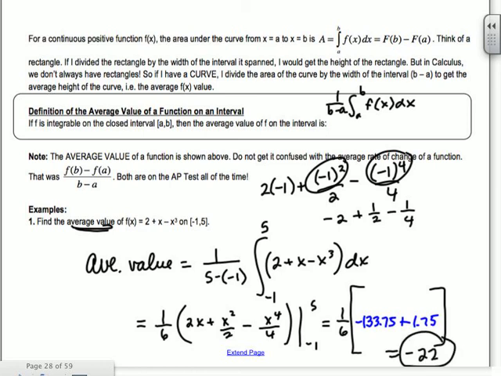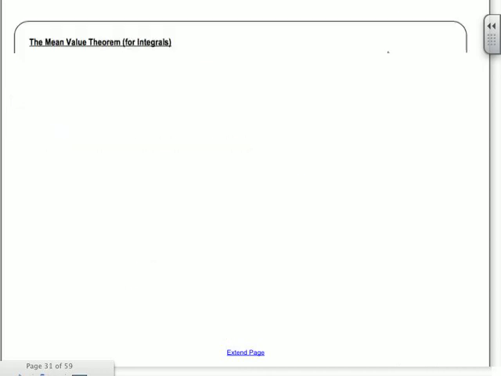If you actually graph this out, you could look at the graph and kind of tell, yeah, that looks like about the average height. I mean, your heights are going to be kind of around negative 22. Okay, so that might help. All right, are we at the end? Pretty much. Mean value theorem.